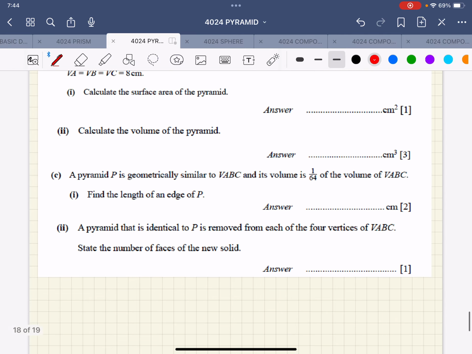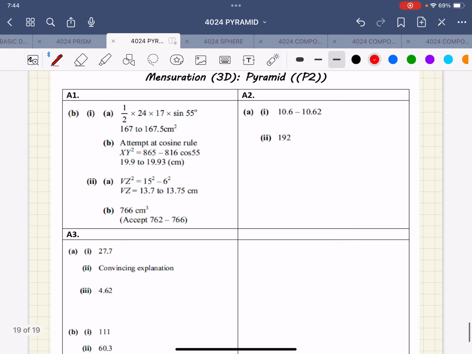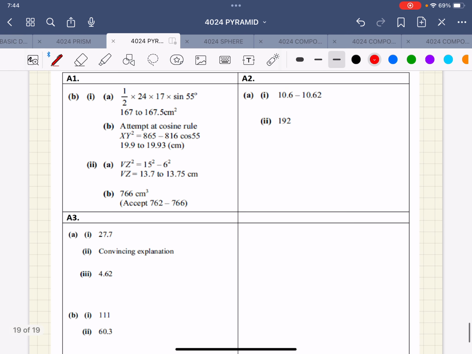So that is, let me just double check the answer. This is question number 1. And this was one of the answers. And then we had this, and then we had this, and this is 766. So that's all good.